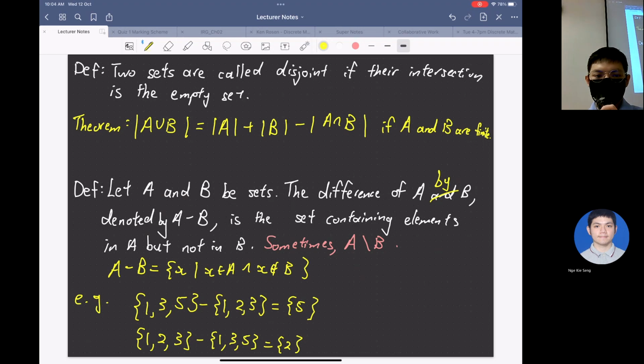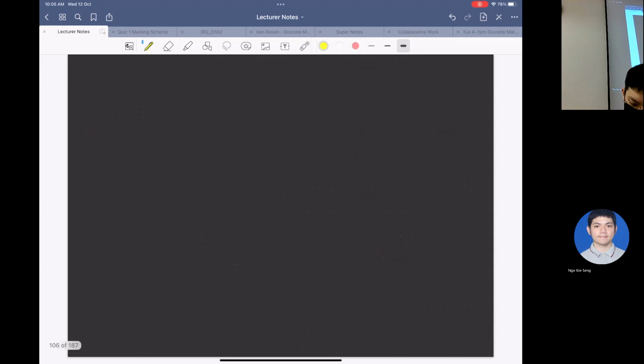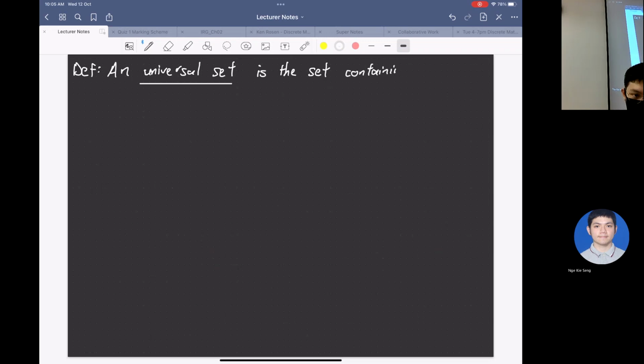Okay, next. What do we have? Next we have the universal set. Let us talk about the universal set so that we can take another operation. The universal set is another set. Think of the universe, which contains the galaxy. So it contains all objects under consideration.